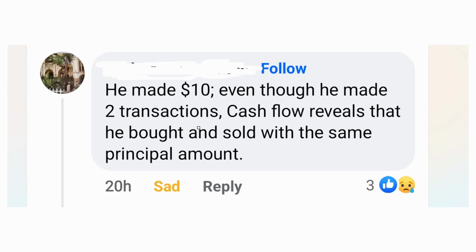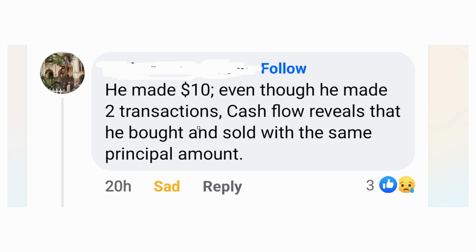So here, this is one of the confusing answers that I saw, and it really made no sense. It says he made $10 even though he made two transactions. Cash flow reveals that he bought and sold with the same principal amount. This answer absolutely makes no sense. It really does not make any sense whatsoever.